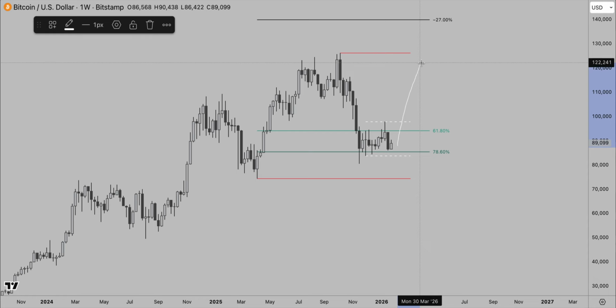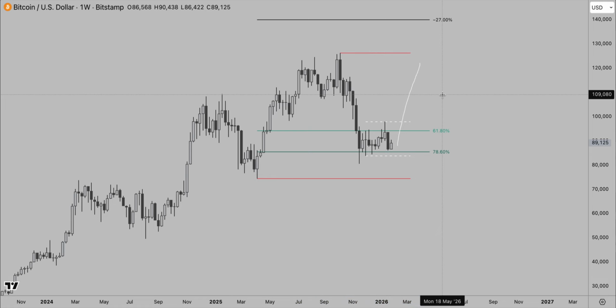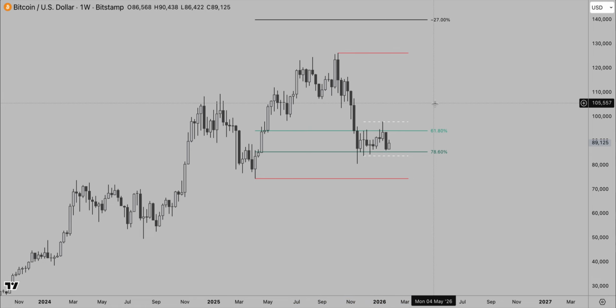And that rally up, whether we take out the highs or not, that rally up is going to lead to our alt season. And then we will get the move to the upside on our alts and also Ethereum.